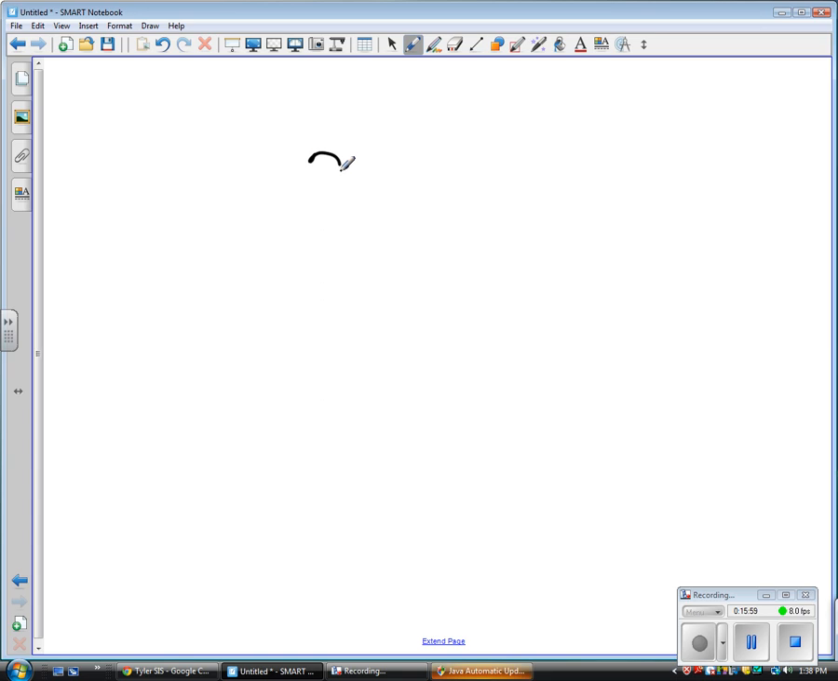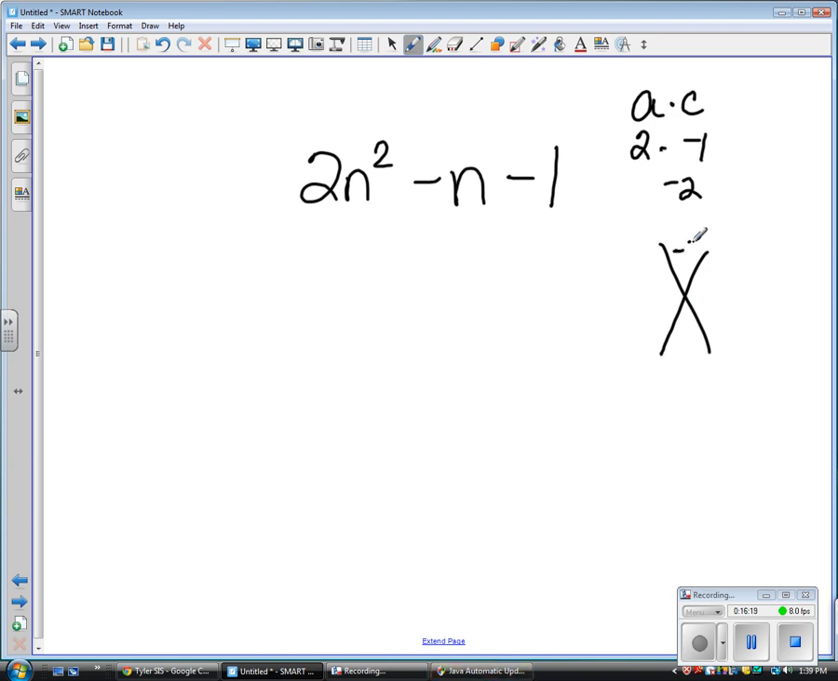Okay? Let's say I have 2n squared minus n minus 1. So my first thing, a times c. What is a? 2. What is c? Negative 1. So what is a times c? Negative 2. So in my x, I have negative 2 and negative 1. Alright? So what numbers can I multiply to get negative 2, but add to get negative 1? Negative 2 times 1. Everybody see what we did?